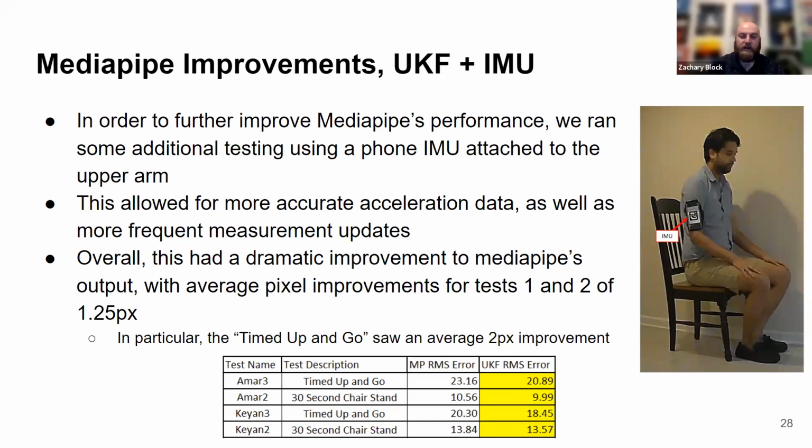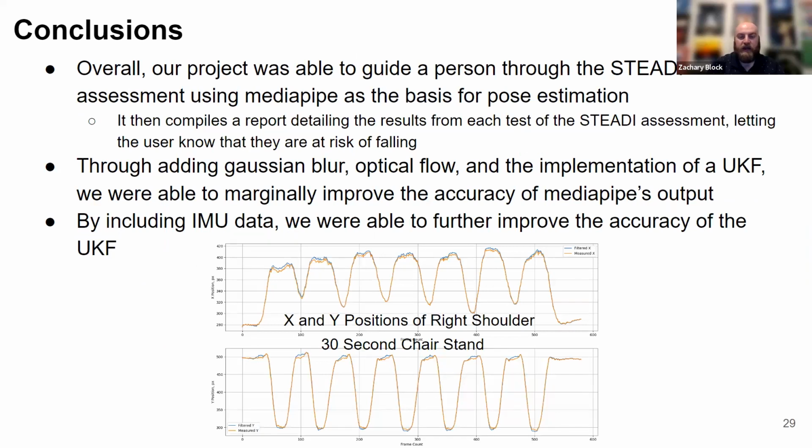Having a direct acceleration measurement reduces the noise of the system's state measurement and ended up improving the accuracy of UKF even further. The accuracy improvement of the 2 steady assessments we tested with this method saw an average improvement of about 3 millimeters, with the stand-up and walk test seeing an increase of 5 millimeters. Overall, our project was able to guide a person through the steady assessments and track them automatically using Mediapipe.